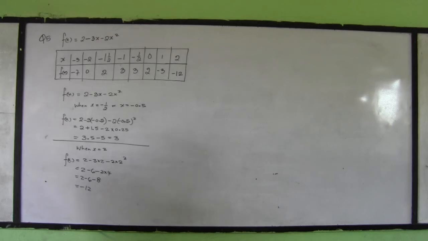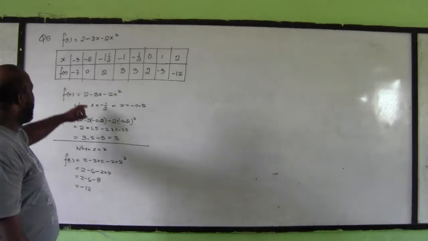Next. Using a scale of 2 centimeters to represent 1 unit on the x-axis, and a scale of 1 centimeter to represent 1 unit on the y-axis, draw the graph of f of x for values of x between -3 and +2. Alright, so let's prepare our graph sheet.